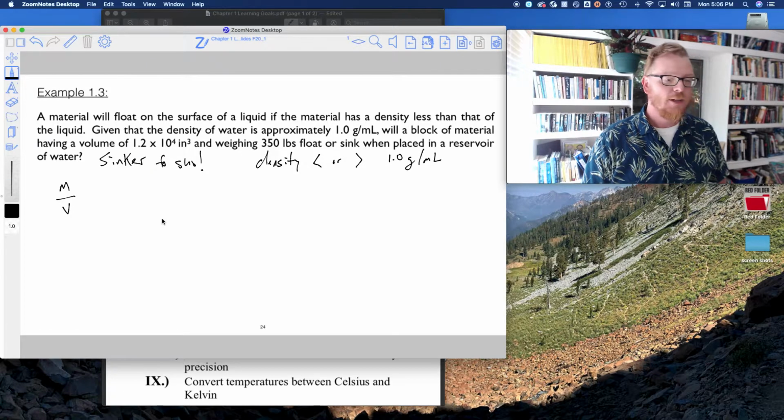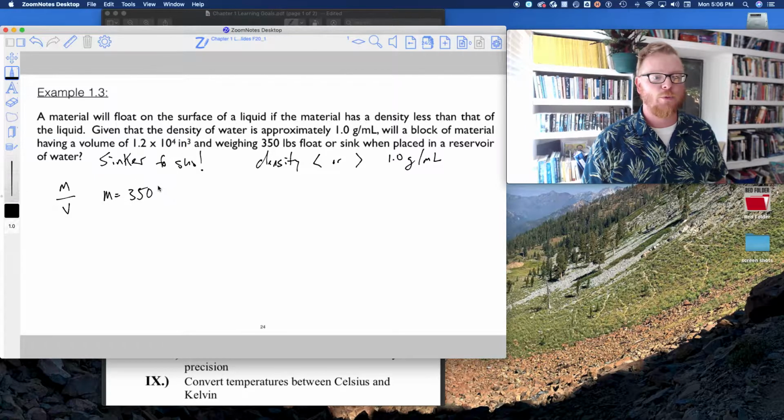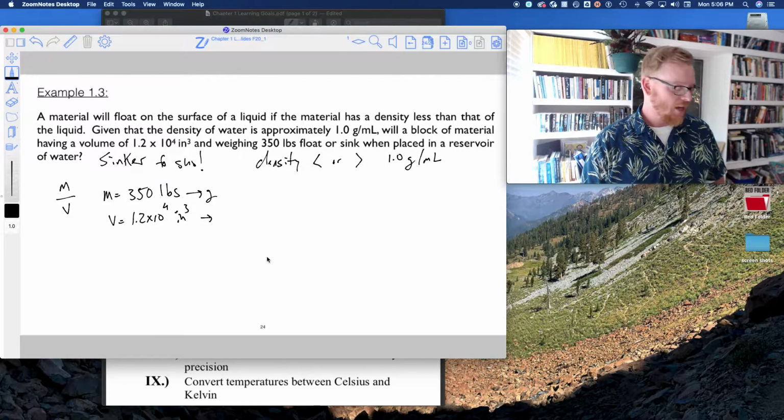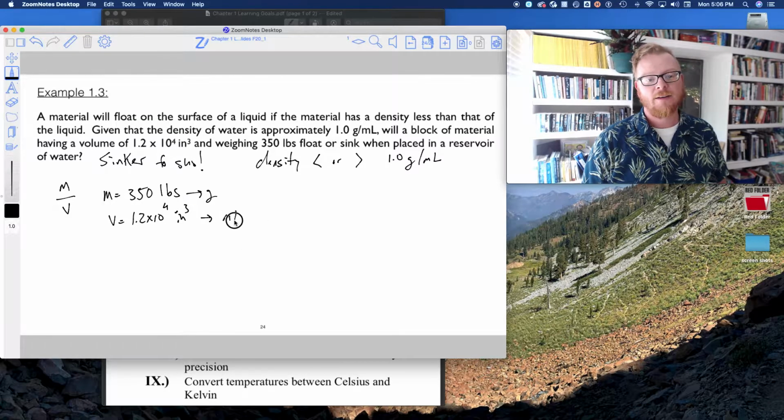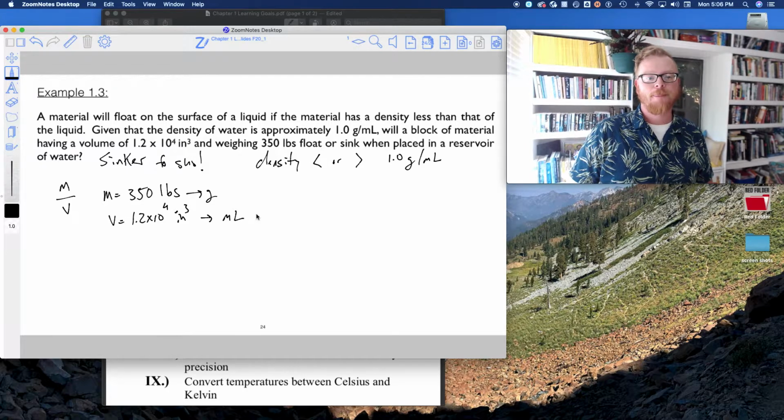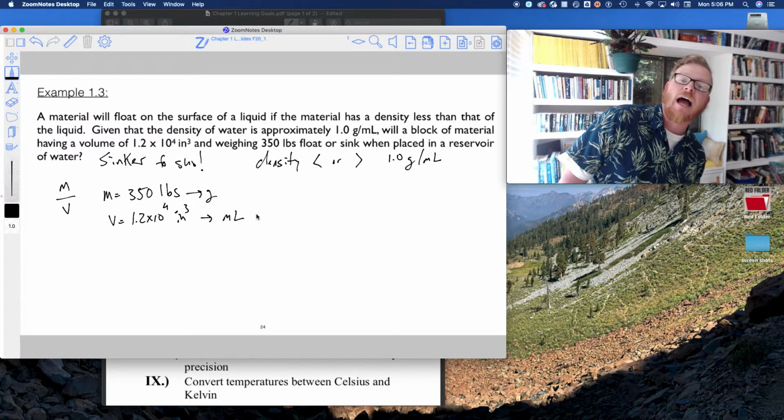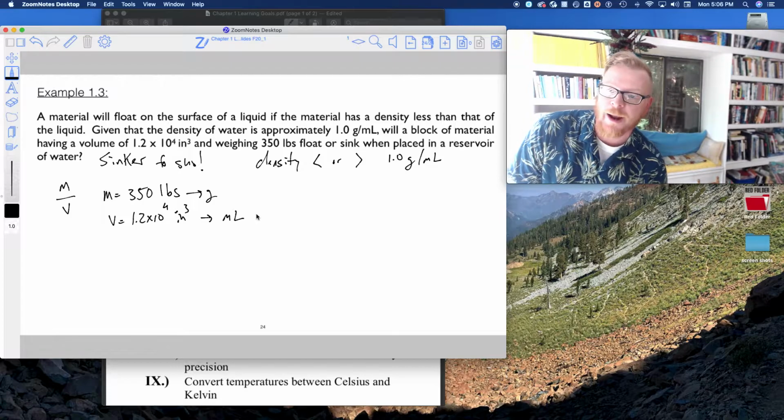Okay? So let's do the mass first. The mass equals 350 pounds, and I want to convert that into grams. And the volume is 1.2 times 10 to the 4th cubic inches, and I want to convert that into milliliters. And then finally, I'm going to divide those two things out and see if it's greater than or less than 1 gram per milliliter.